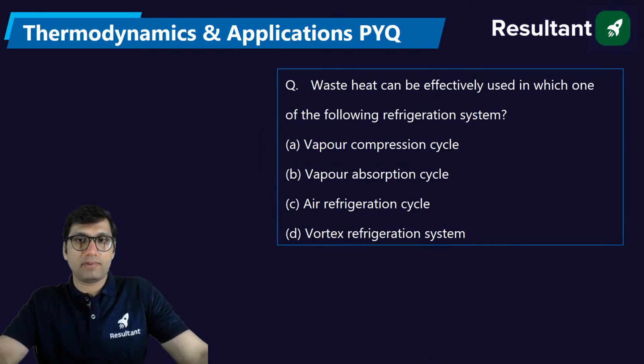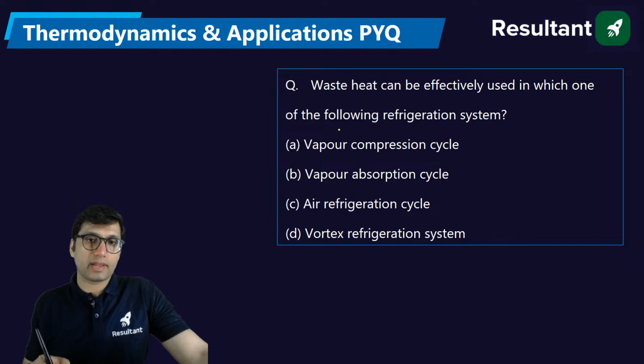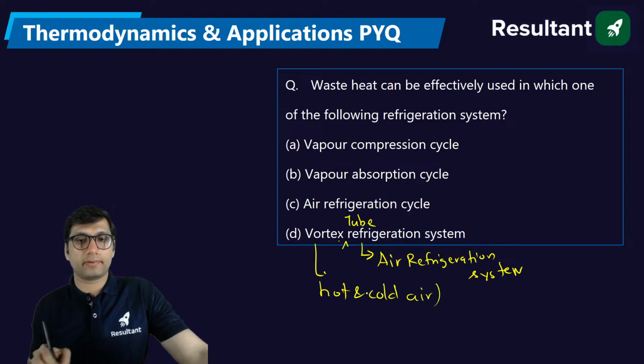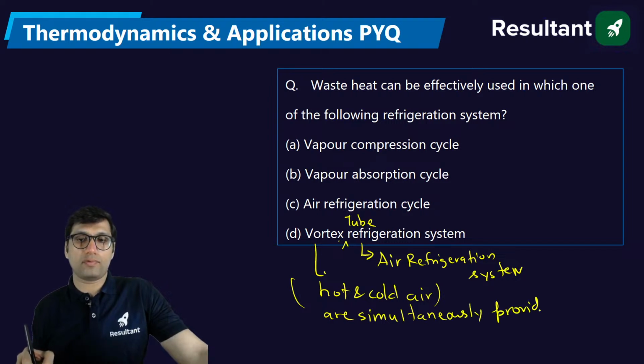Waste heat can be effectively used in which of the following refrigeration systems? Basically we have different types of refrigeration systems: the vortex tube refrigeration system. It is also basically called an air refrigeration system, also a type of air refrigeration system. But this refrigeration system provides both hot and cold air simultaneously. So you get both hot air and cold air from the system. Okay, it can be used for heating and cooling both.